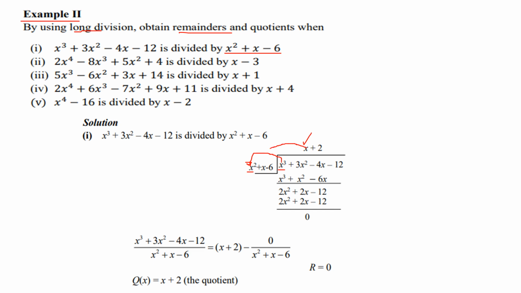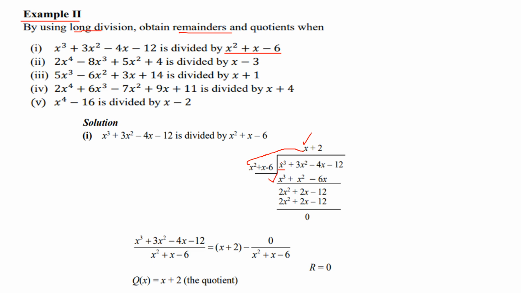You multiply x with x squared. Let me first clear this up. After getting your quotient, which is x, you multiply it with the divisor. So if you multiply x with x squared, you are going to get x cubed. Whatever the result, you record it down on the next line.